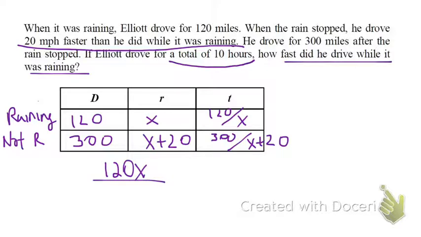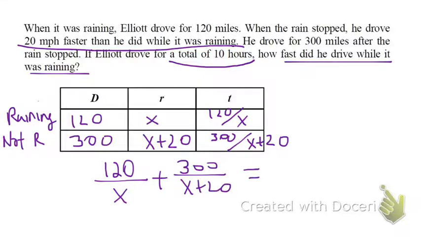X. 120 over X plus the 300 over X plus 20 equals the 10. And if you want, you can put the 10 over 1 because you know you are going to have to find your common denominator. All right, so least common denominator. You have an X here, you have an X plus 20 here, and a 1. What's going to represent your denominators?